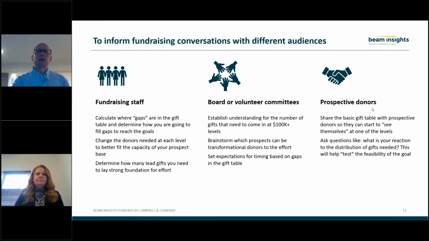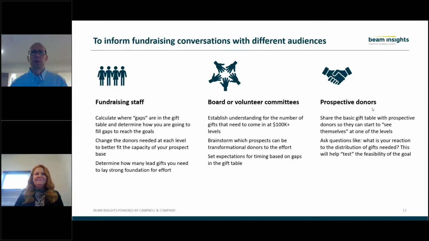As a part of that, you can use the gift table to help have conversations with boards or volunteer leadership about how they can positively influence the outcome of whatever goal you're trying to achieve, especially with those prospects at the top of the table, right? So how do you make this a team sport with not just the fundraising staff, but with other leadership and volunteer leadership as well.